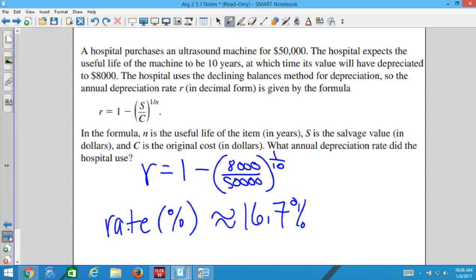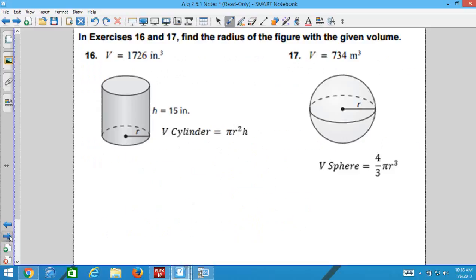All right, last 2 questions. We have the volume of a cylinder given, and we have to find the radius of that cylinder. So we're going to use this formula that I provided for you. If I did not provide the formula for you, you have resources to find the formulas.